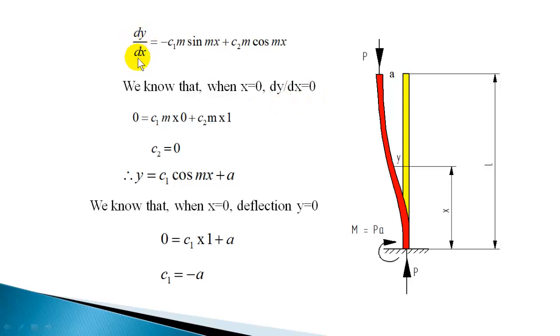So putting this condition in the equation of slope, x is 0, dy by dx is 0. When x is substituted as 0, sin 0 is 0 and cos 0 is 1. So 0 is equal to c1 m into 0 plus c2 m into 1, so c2 m is 0. m cannot be 0, because m is root of P by EI, and that cannot be 0, otherwise the load would be 0. So c2 has to be 0.